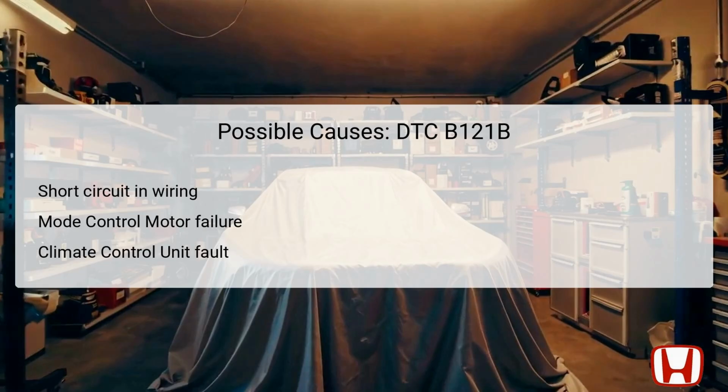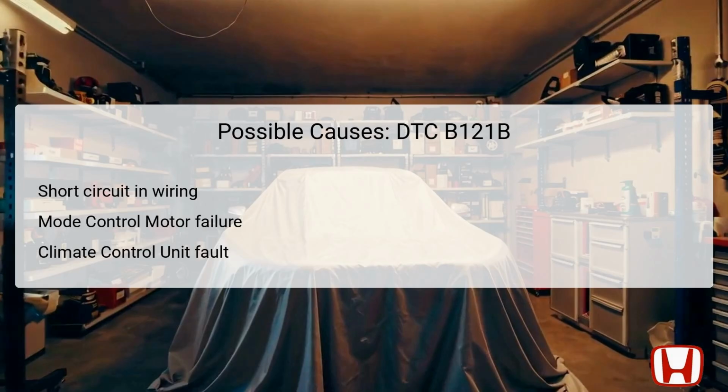Several potential causes may lead to the detection of DTC B121B. The first is a short circuit within the wiring associated with the mode control motor. When wires become frayed or damaged, they can create unintended connections, resulting in abnormal voltage levels being transmitted to the climate control unit. The second key suspect is the mode control motor itself, which could have internal failures that prevent it from responding correctly to voltage inputs.